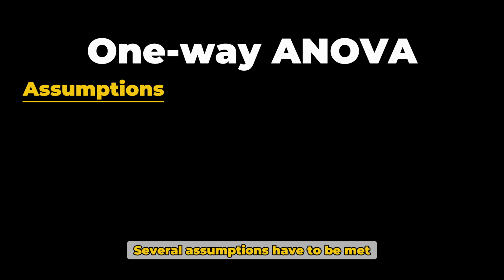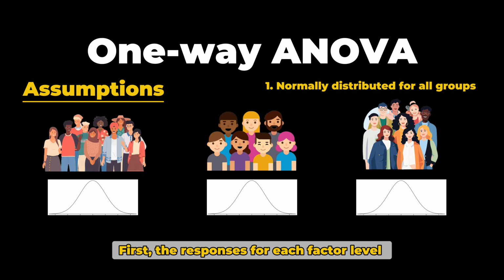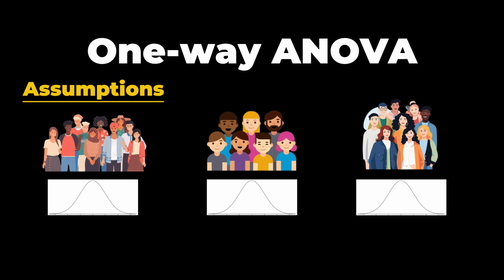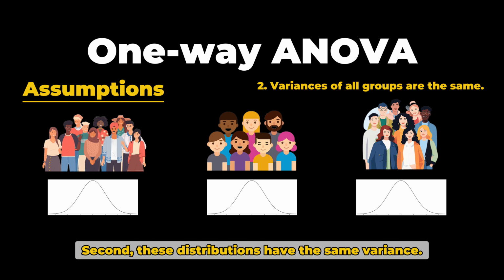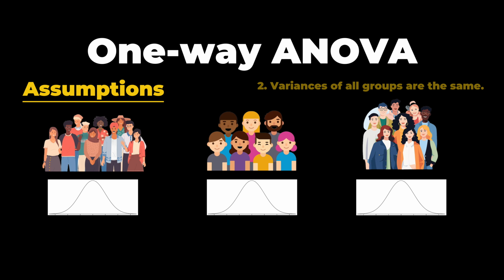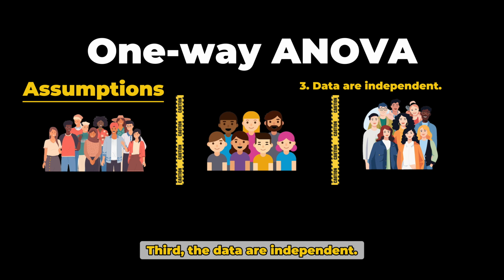Several assumptions have to be met for using one-way ANOVA. First, the responses for each factor level have a normal population distribution. Second, these distributions have the same variance. Third, the data are independent.